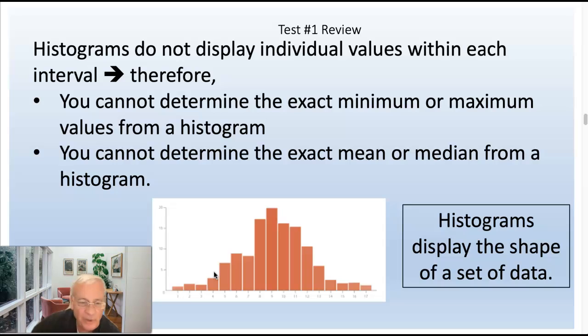It's when you don't need to know within the interval just how many are in there. Again, histograms do not display individual values within each interval. You cannot determine the exact minimum or maximum values from a histogram, not exactly. You cannot determine the exact mean or median from a histogram unless sometimes you can, if the interval is 1 and you can count. So it's kind of like a dot plot in a way. Sometimes it looks like that and you can just count, all right, and get the mean.